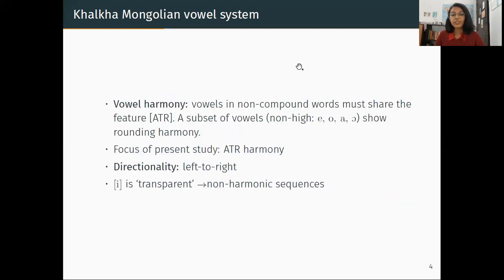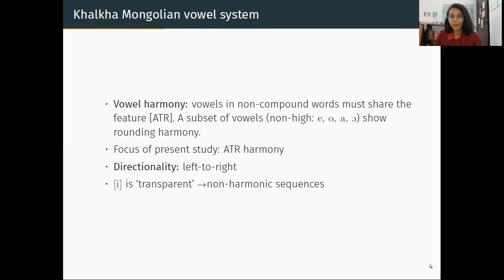The directionality of harmony here is from left to right. So the features of the initial vowel determine those of the later ones. The high front vowel E is transparent. So when it is in a non-initial position, it does not participate in vowel harmony, which gives us what we are calling non-harmonic VCV sequences.